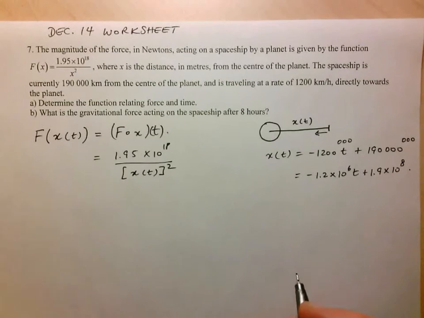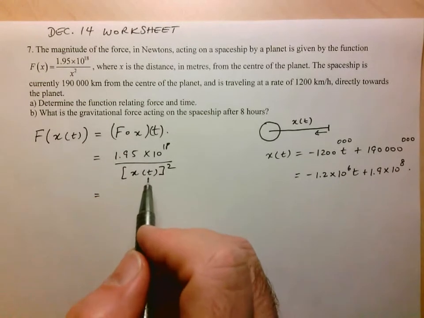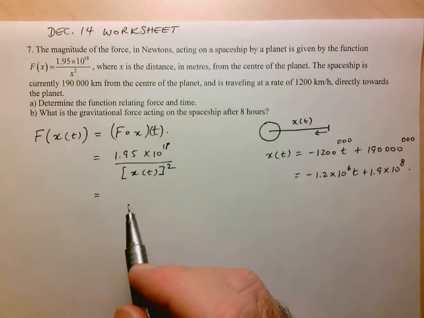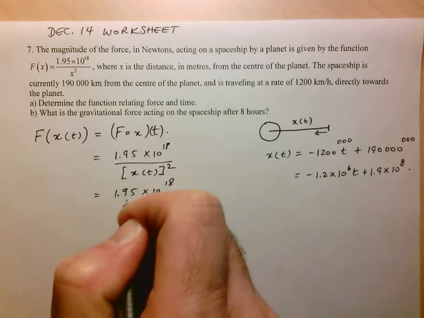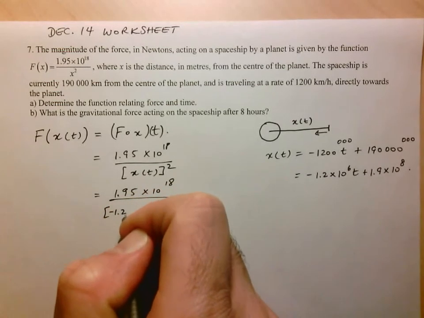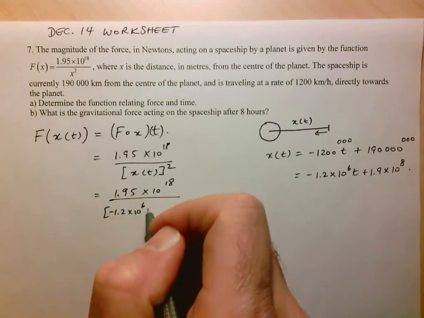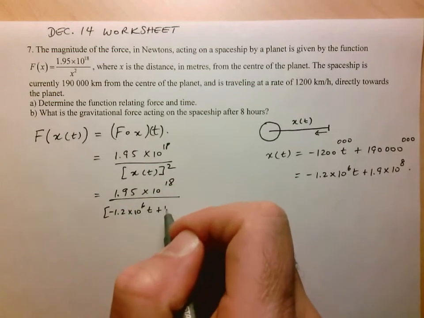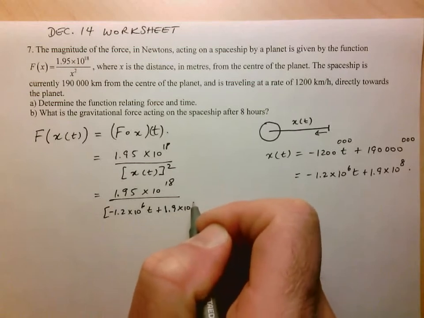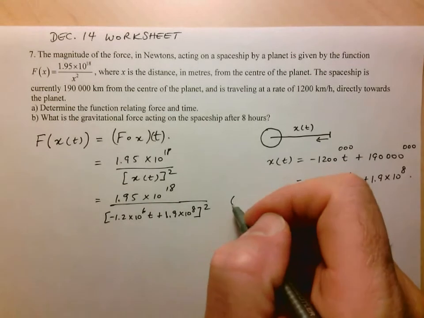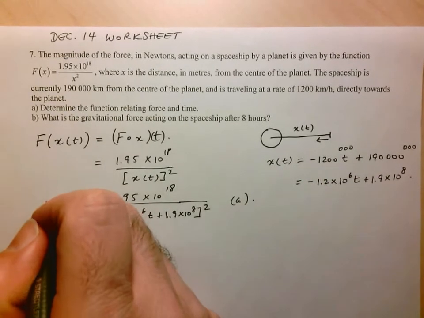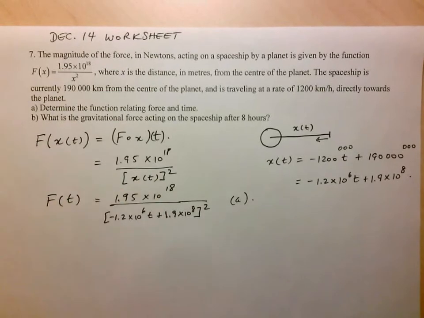And so now we can replace x of t in our equation by this expression given in terms of t. So we've got 1.95 times 10 to the 18 over negative 1.2 times 10 to the 6th t plus 1.9 times 10 to the 8, and all of this is squared. This is essentially our answer for A, because now we've managed to write f directly as a function of t. So we don't need that middle function x anymore.